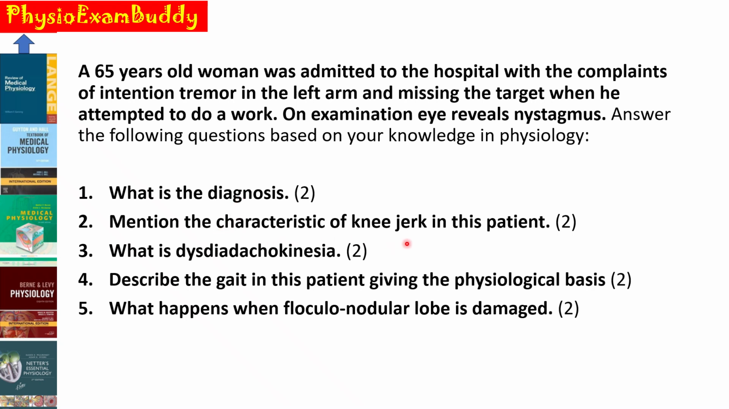Mention the characteristics of the knee jerk in this patient, which you will see along with this video. Then dysdiadochokinesia, which is one of the tests for cerebellar function. Describe the gait in this patient and give its physiological basis, which we will see along with this video. And what happens when the flocculonodular lobe is damaged? We have already studied in the first video on the cerebellum the tracts passing through the flocculonodular lobe, and in this video we'll study the functions of the flocculonodular lobe. If that lobe is damaged, the related symptoms can be seen.